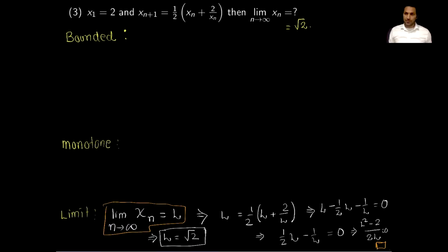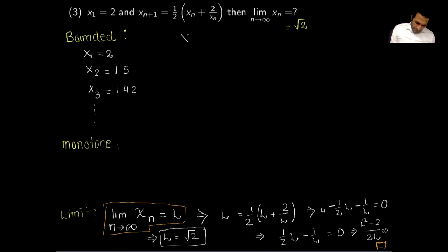Next, I will compute the first few terms of the sequence. Suppose x1 is equal to 2. If I compute x2 by plugging x1 into this recurrence relation, my x2 will be 1.5. If I compute x3, it will be something like 1.42, and so on. So I can observe that my sequence is decreasing, and therefore, if I want to use the Monotone Convergence Theorem, I need to show that this sequence is bounded below and monotonically decreasing.